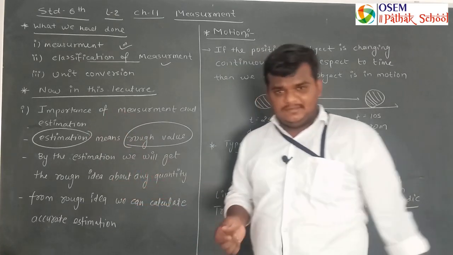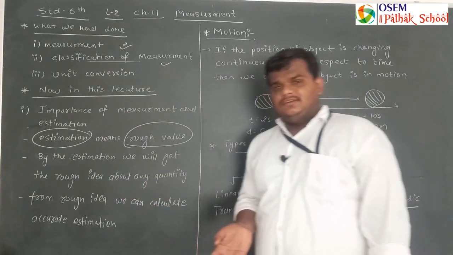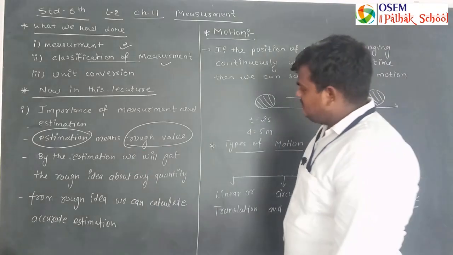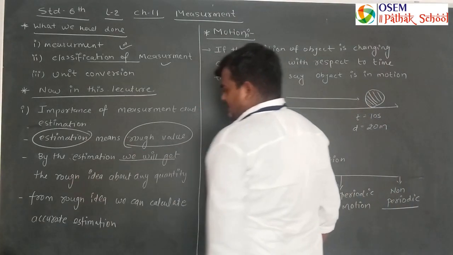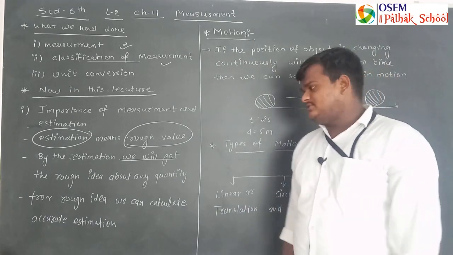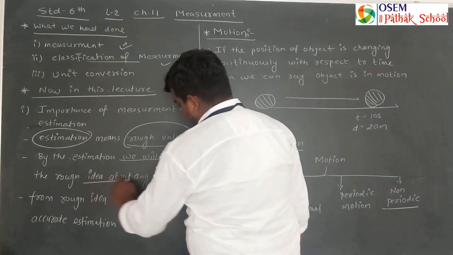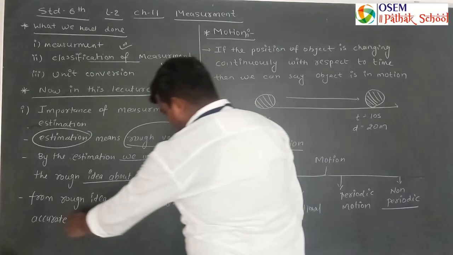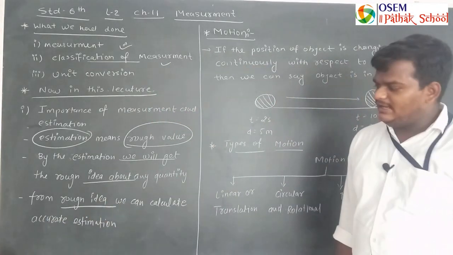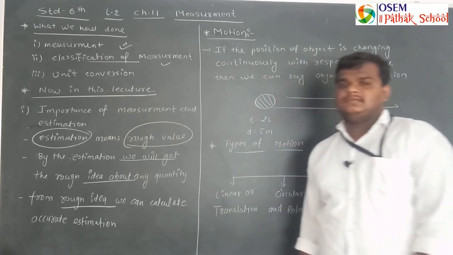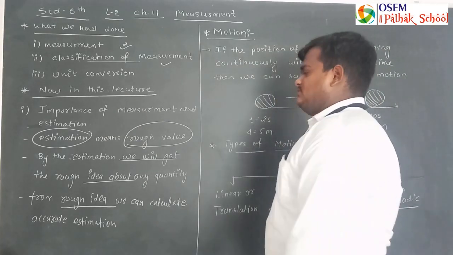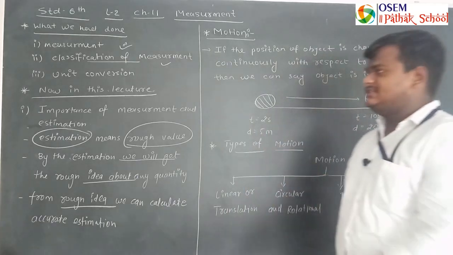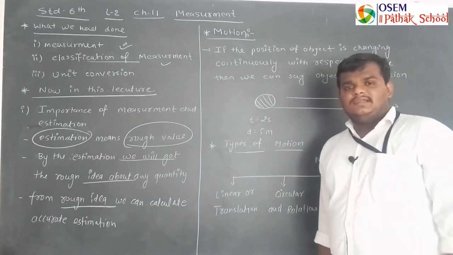कोई भी क्वांटिटी अगर मेजरेबल नहीं है, so in that case we are doing just that by estimation, approximation we can say. By the estimation we will get the rough idea about any quantity. किसी भी क्वांटिटी की रफ आइडिया हमें वहाँ पे पता चलती है, for about mass, for about length, etcetera. And from rough idea of any quantity we can calculate accurate quantity. सो रफ आइडिया अगर हमें मिल जाए, सो वहाँ से मेज़र करके हम एक्यूरेट क्वांटिटी मेज़र कर सकते हैं. So this is the estimation and it is necessary in day to day life.